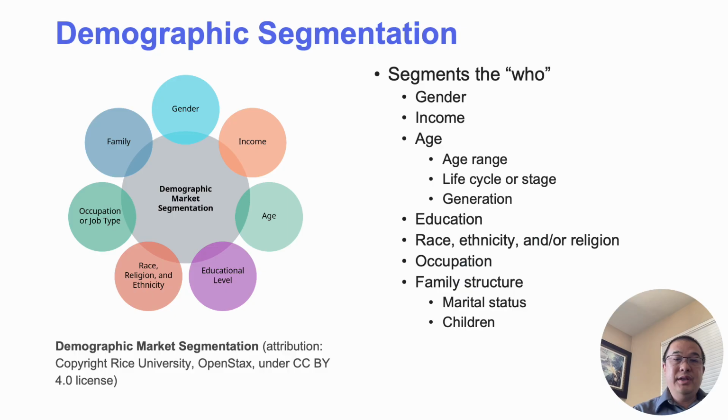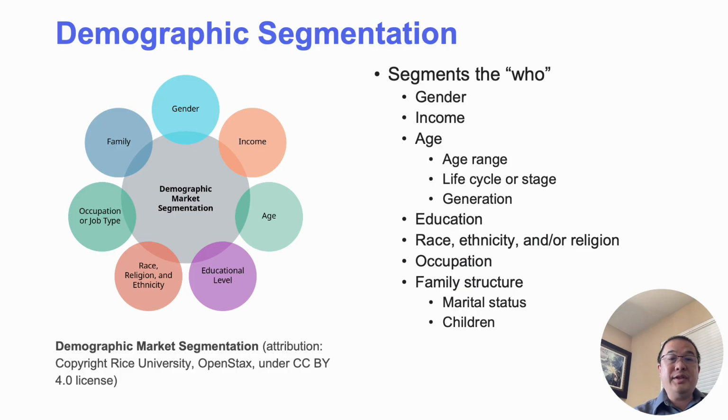Number 3, age. People of different ages have different needs and preferences. The slide highlights the age range, such as children, teens, adults, and seniors; the life cycle or stage, student, parent, or retiree; and the generation, Generation Z, Millennials, Gen X, and Baby Boomers. Some examples are Lego targeting children, TikTok being especially popular among younger users, and Medicare plans that target seniors.